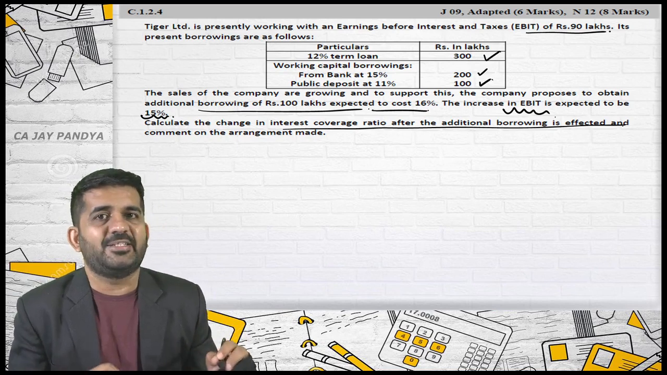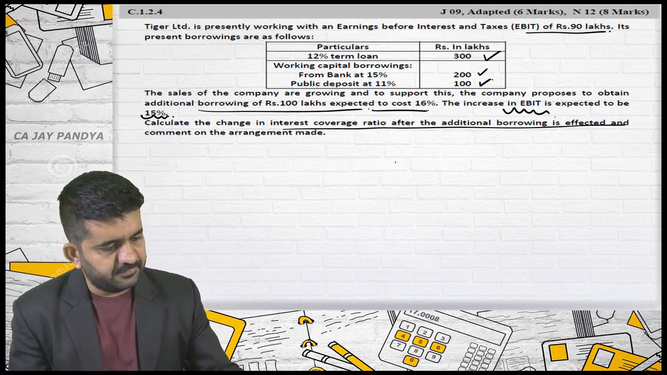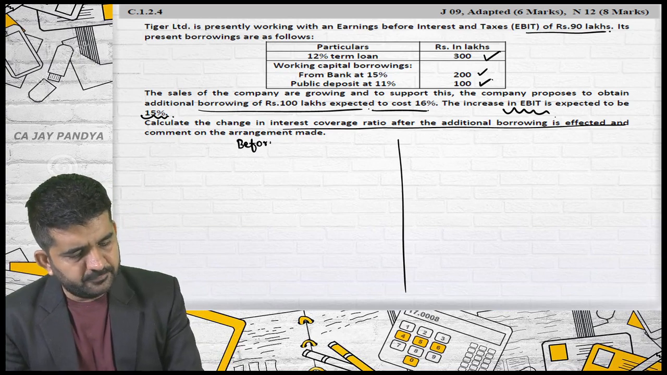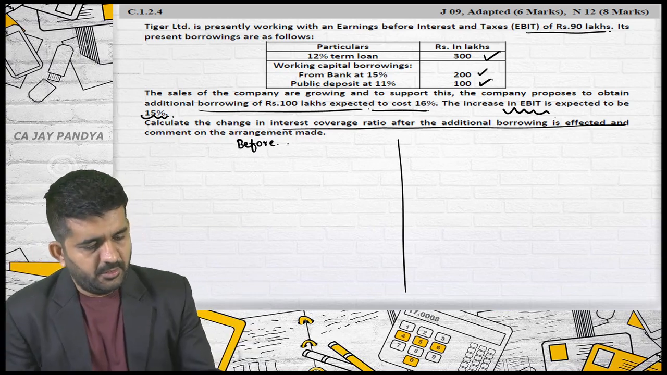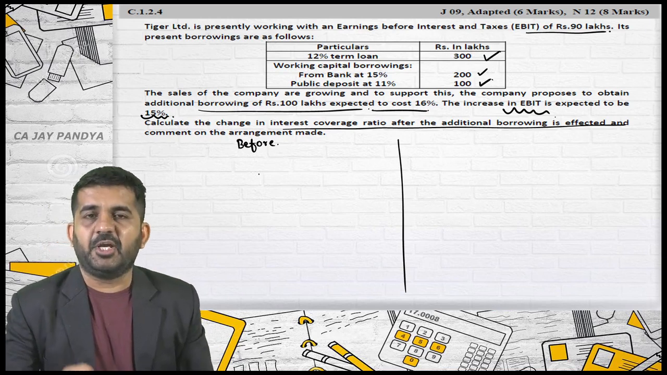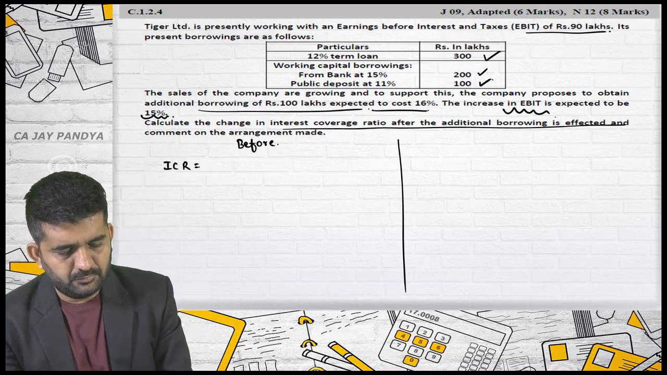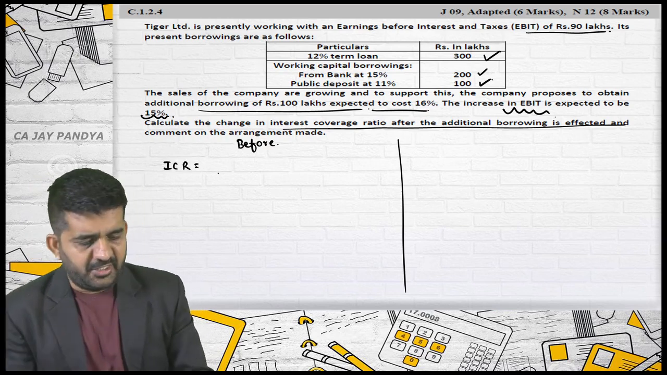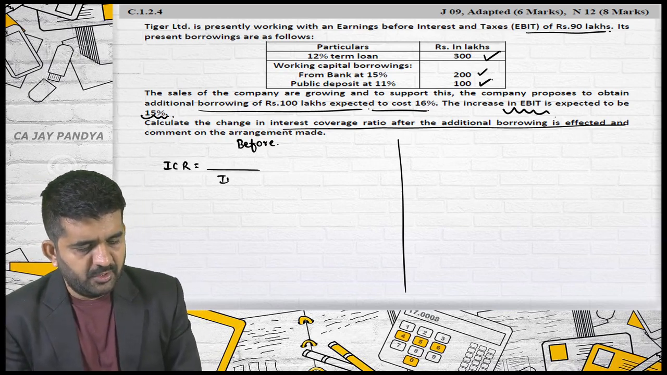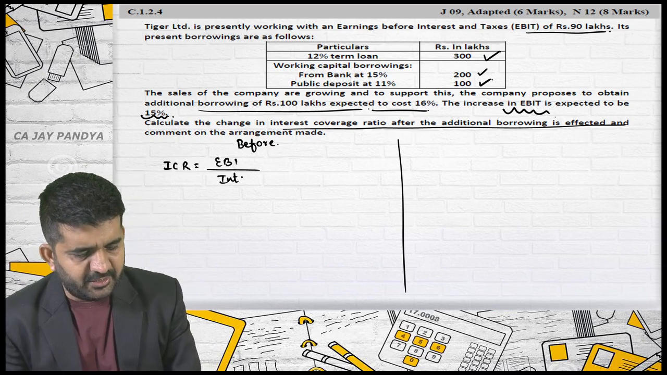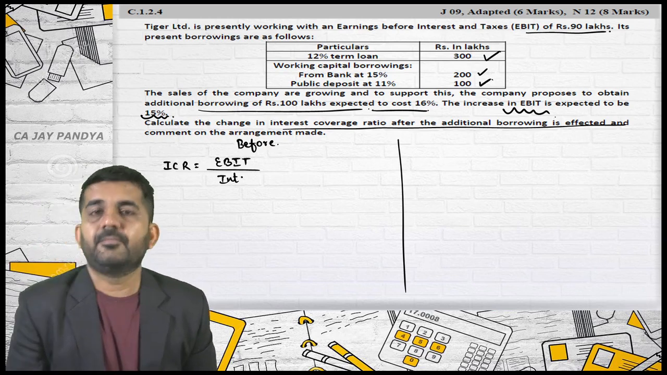I'll tell you why it is in the chapter of security analysis. I am talking about before, and I will be finding out the interest coverage ratio. What is interest coverage ratio? In the denominator there is interest. In the numerator there are your earnings.